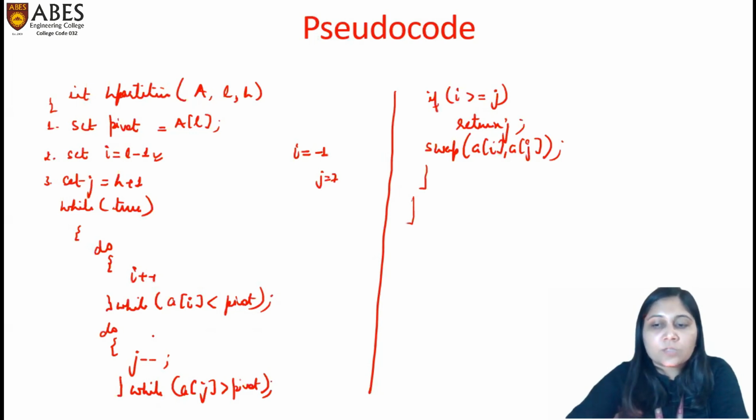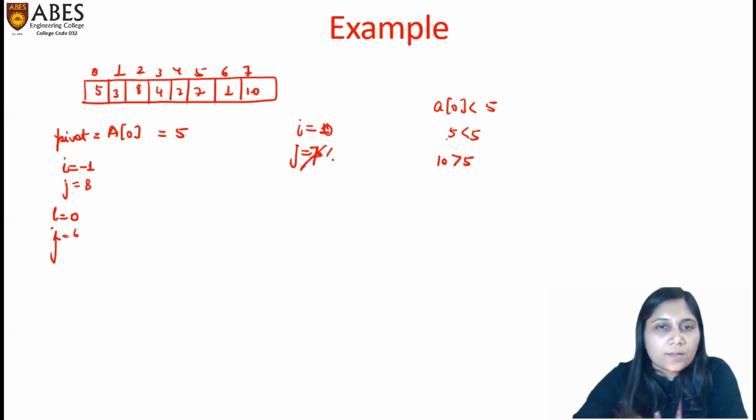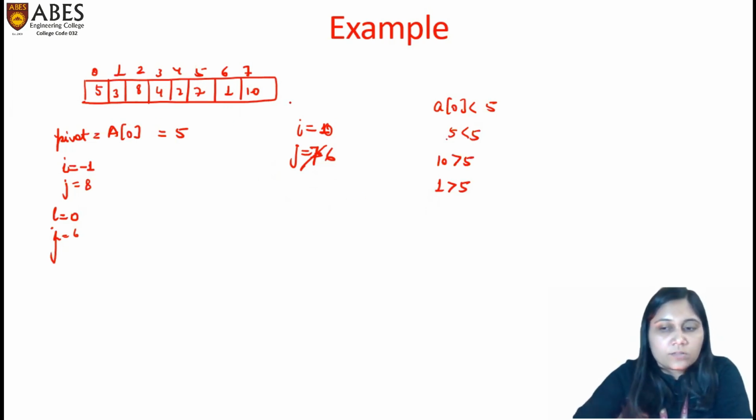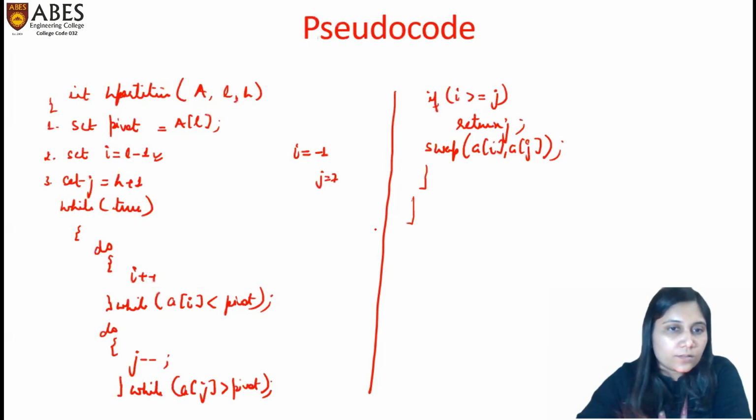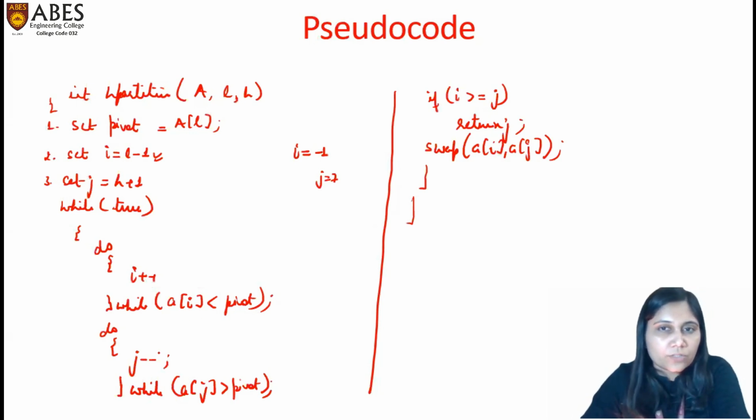So again, j minus minus. So j will become 6. Now if you see, a[6] is 1, and 1 is greater than 5, the condition is false. We'll come out of this loop, right? Now again, I'll go to i, because we are still in this, we have to come out of this if condition.